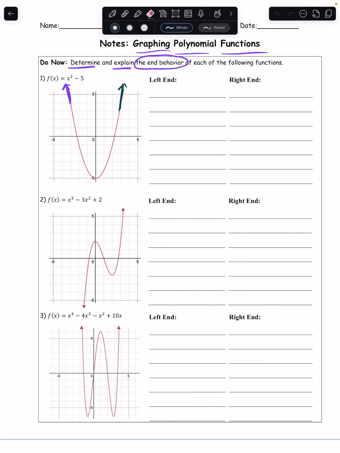So I just want you guys to do number 2 and number 3. Take your time, no rush. Especially, really take your time with the explanation. Think about what the highest degree term is that's affecting our output the most as we approach what x is approaching on the left and the right.